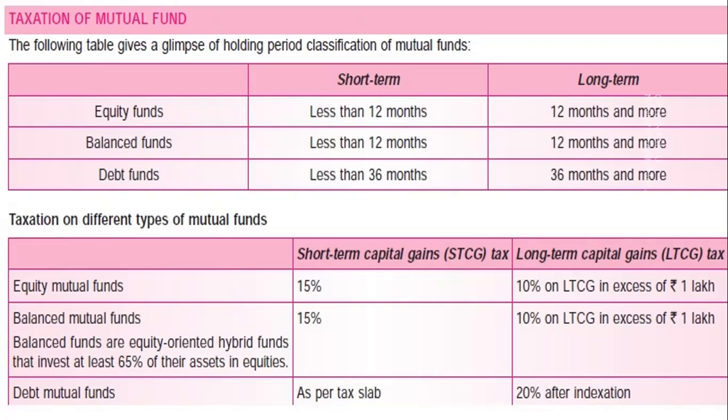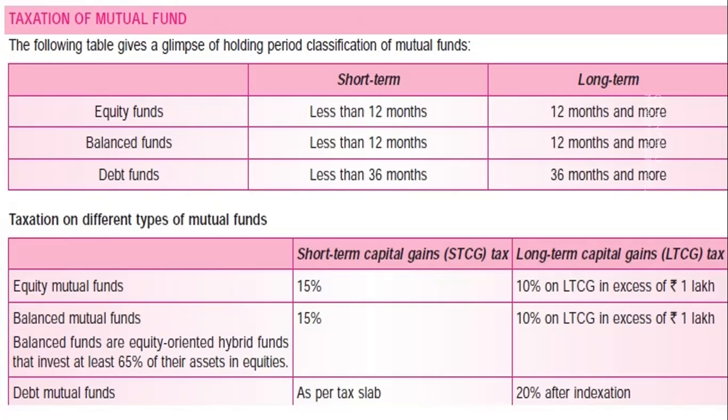Equity fund, 12 months: less than 12 months is short term, more than 12 months is long term. Balance fund, less than 12 months, more than 12. Balance fund means more than 65% equity. Debt fund, where my portfolio mostly consists of debt, which is not an equity fund: less than 36 months and more than 36 months.